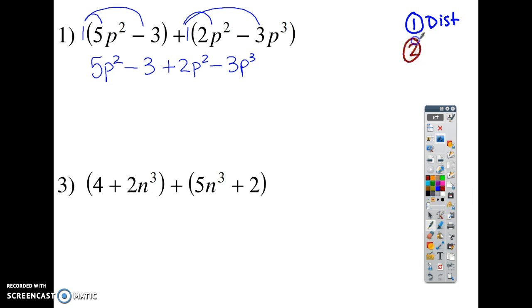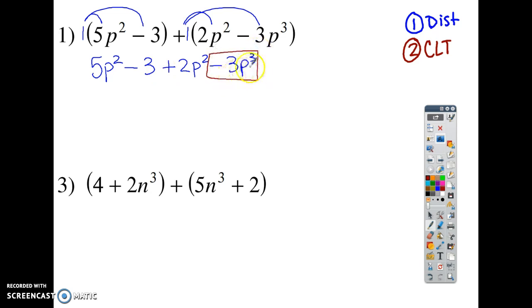is to combine like terms. So the things that look alike need to be added or subtracted, combined. Okay? And we need to put it in order of power. So I see p to the third power. I see p to the second power. And I see a term without a p at all. So the first one that I need to do is the p to the third power.